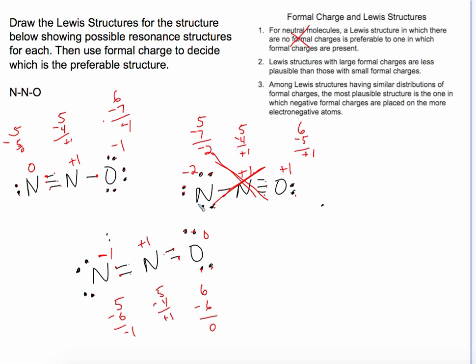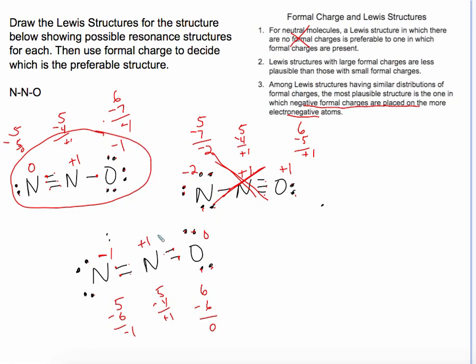Now, if you look at these two, they kind of tie. So there's got to be another rule here. And so among Lewis structures having similar distributions of formal charges, the most plausible structure is the one in which the negative formal charges are placed on the more electronegative atoms. So here, the more negative formal charge is on the oxygen, and here it's on the nitrogen. Since oxygen is more electronegative than nitrogen, this structure is right here because the negative formal charge is placed on the more electronegative atom. That's the preferred structure. So this structure right here would be the best.